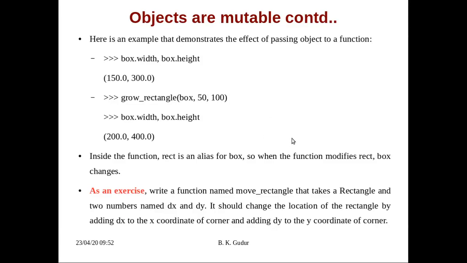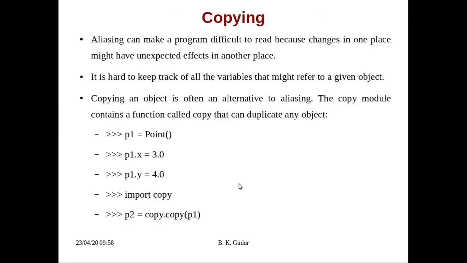If the rectangle is at the origin, move rectangle should take a rectangle and two numbers and move the rectangle using them. That means x should change to x plus dx and y should change to y plus dy. Do this, write this function. If you get any difficulties, you can ask me. With this, we'll move on to copying an object.